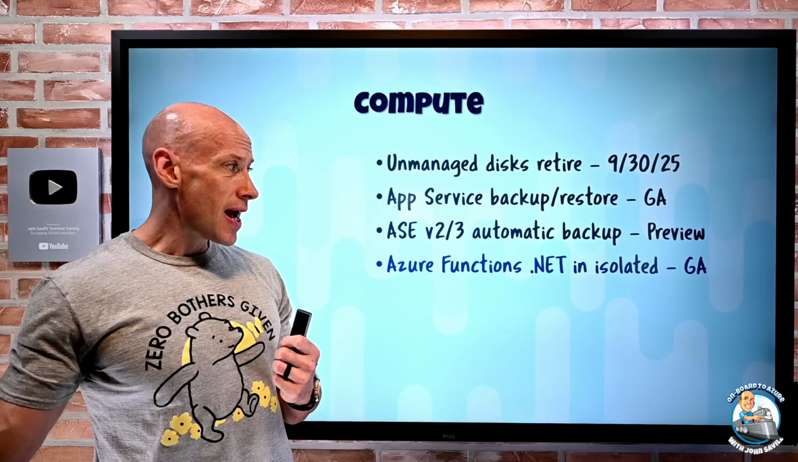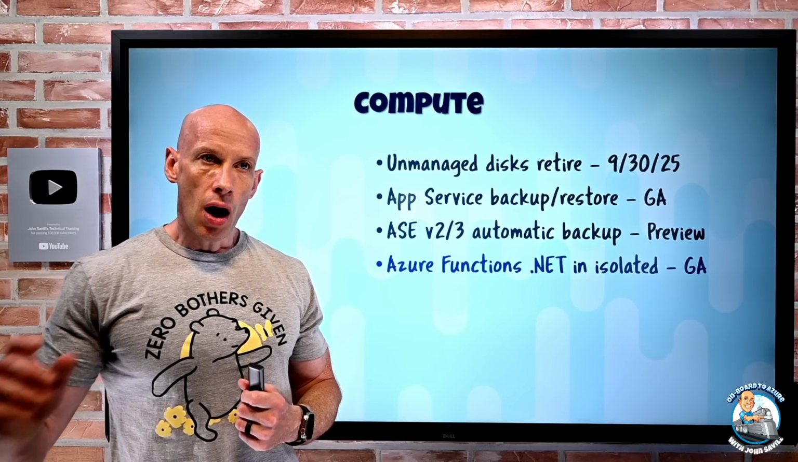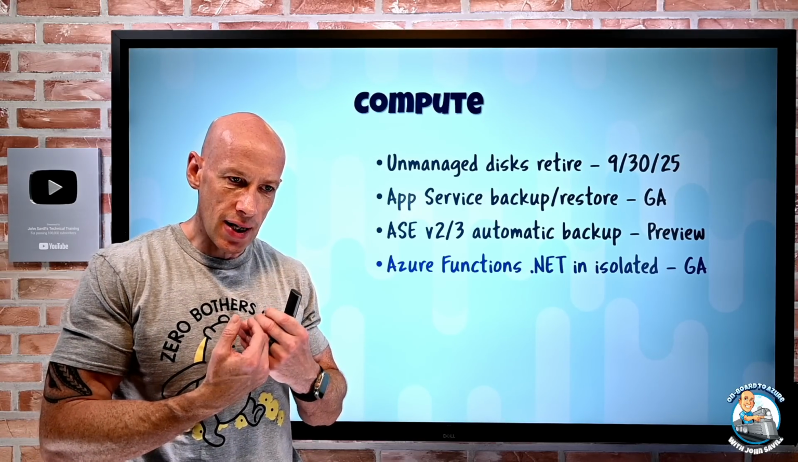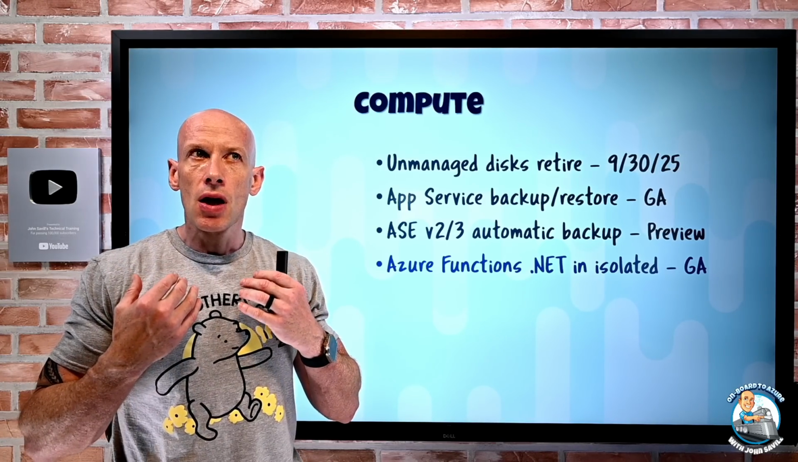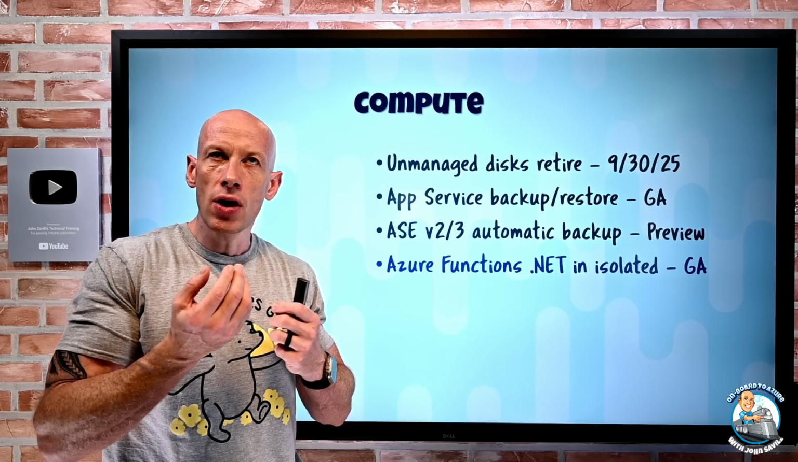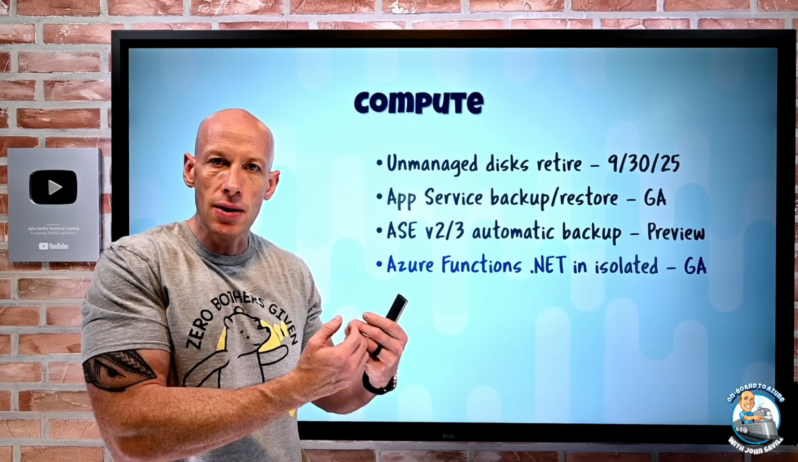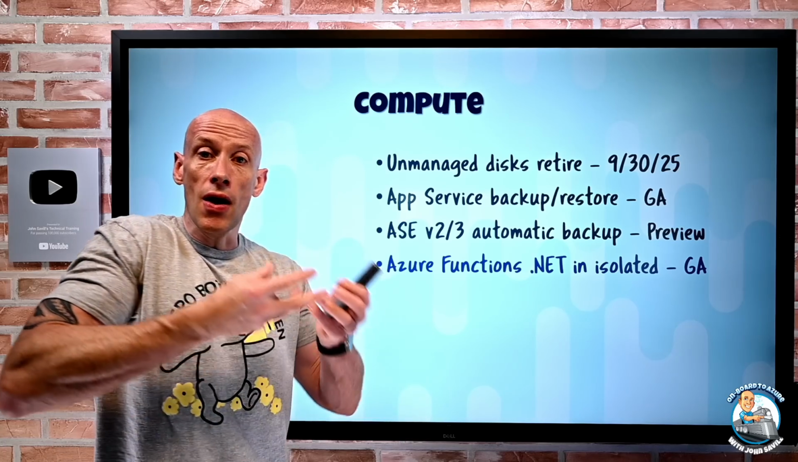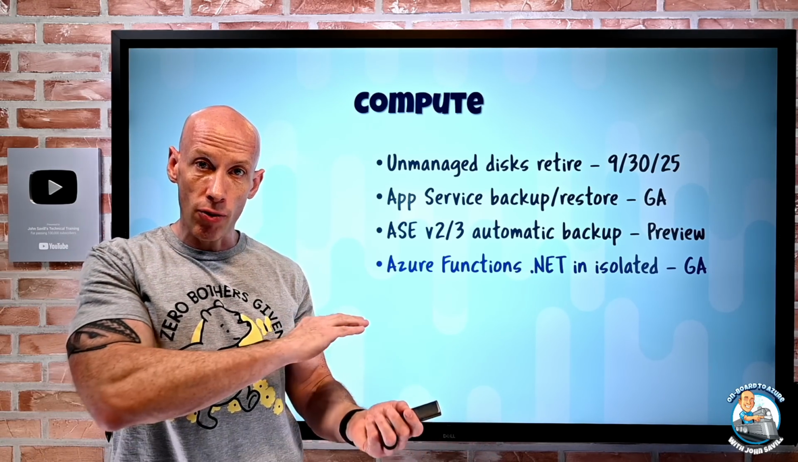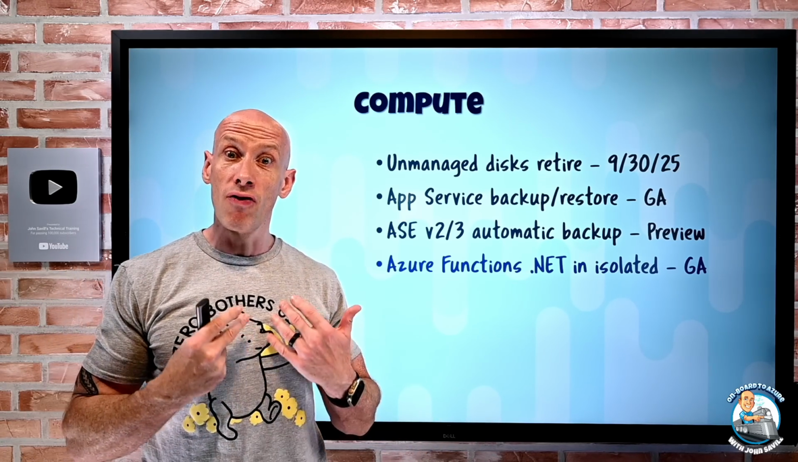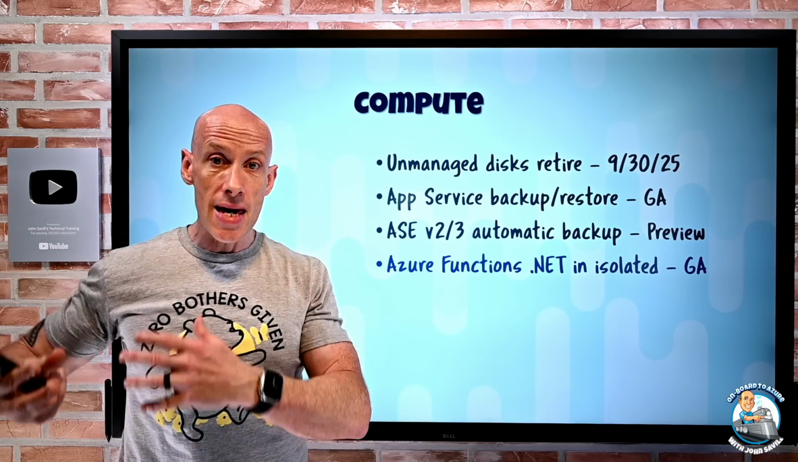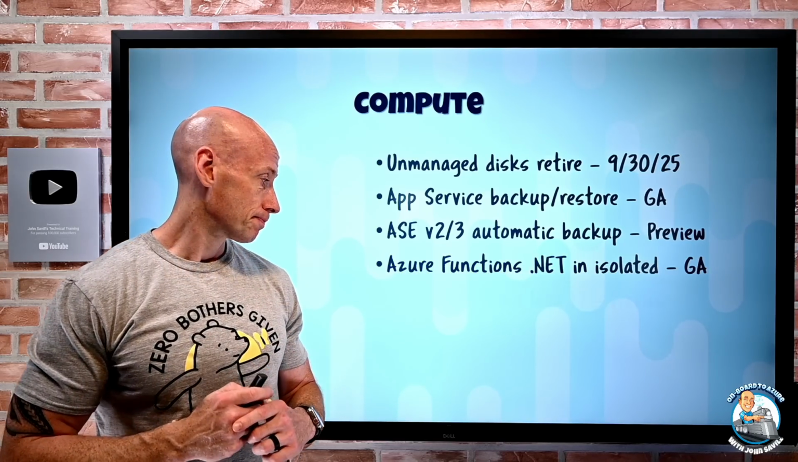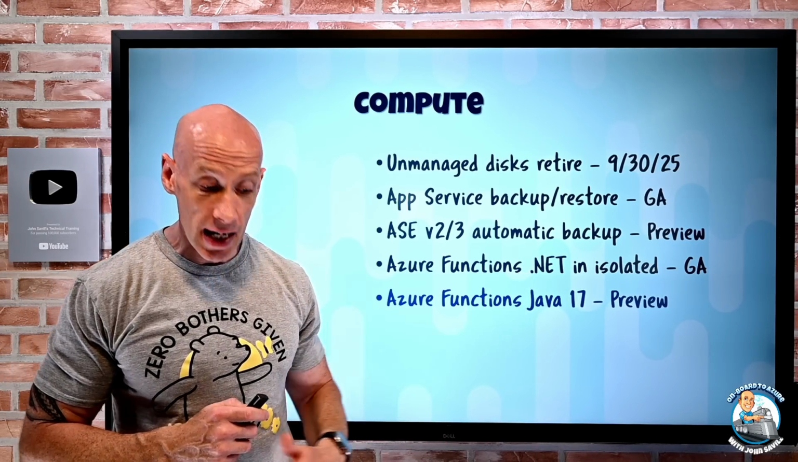Azure Functions .NET in isolated mode is GA. Isolated, remember, is that ability that it runs the worker process in an isolated manner. What that means is that process is no longer tied to the underlying OS that's hosting the process. Because when it's tied, I have to have the same versions of frameworks. If it's isolated out, it removes those dependencies from the underlying OS. So now I can use different versions of things like .NET in that isolated process compared to what the underlying host OS is running. Azure Functions has Java 17 in preview.